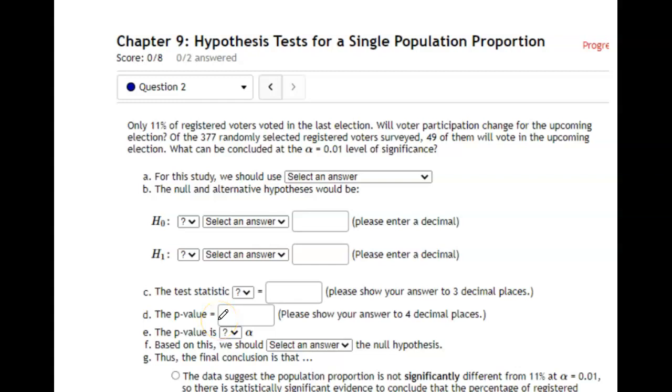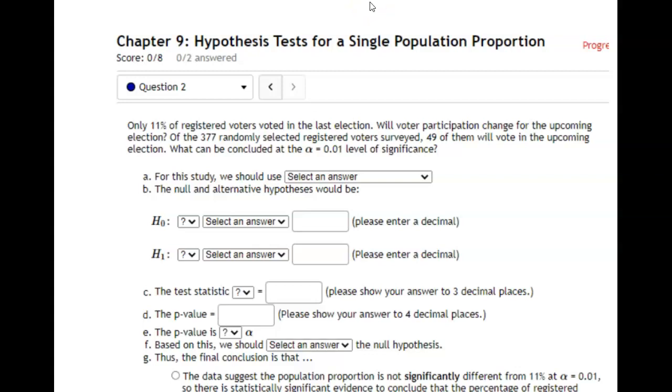Hello, here's an example from homework for the hypothesis test for a single population proportion. This problem says, only 11% of registered voters voted in the last election. Will voter participation change for the upcoming election? Of the 377 randomly selected registered voters surveyed, 49 of them will vote in the upcoming election. What can be concluded at the alpha is 0.01 level of significance?